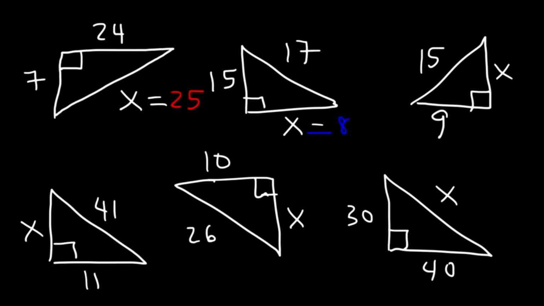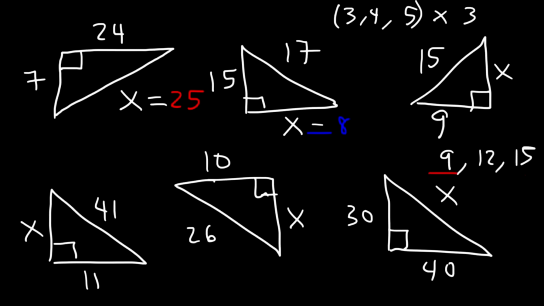Now for the third one, notice that it's proportional to the 3, 4, 5 triangle. It's not proportional to any other right triangle. So if we multiply these numbers by 3, we're going to get two of the numbers that we have in the triangle. 3 times 3 is 9, 4 times 3 is 12, 5 times 3 is 15. So if you see two sides present, then you know the third side has to be 12.